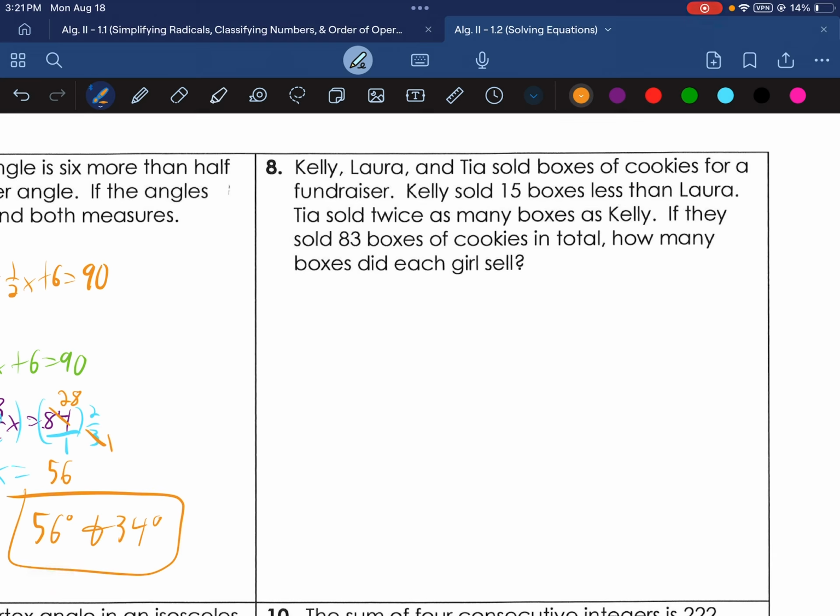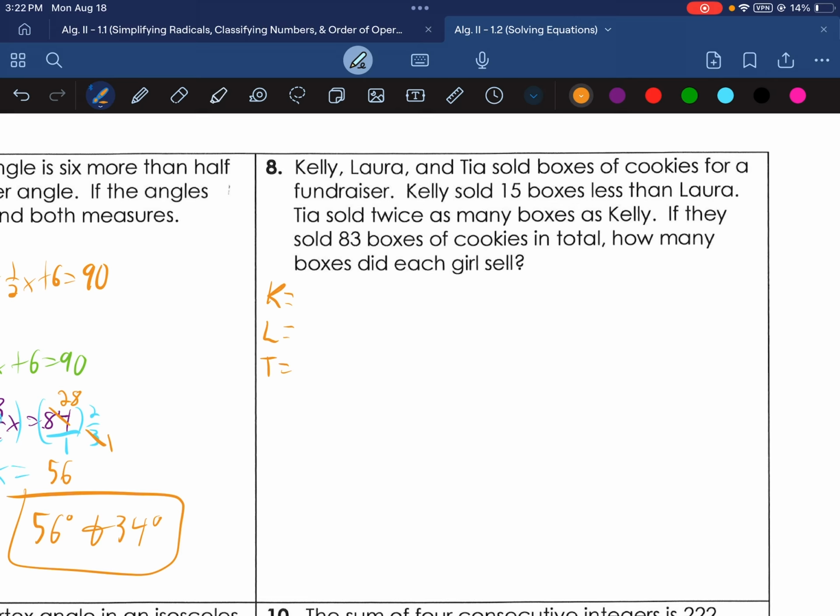Kelly, Laura, and Tia sold boxes of cookies for a fundraiser. Kelly sold 15 boxes less than Laura. Tia sold twice as many boxes as Kelly. If they sold 83 boxes in total, how many boxes did each girl sell? So we have to do 3 separate things off to the side here. 1 for Kelly, 1 for Laura, and 1 for Tia.